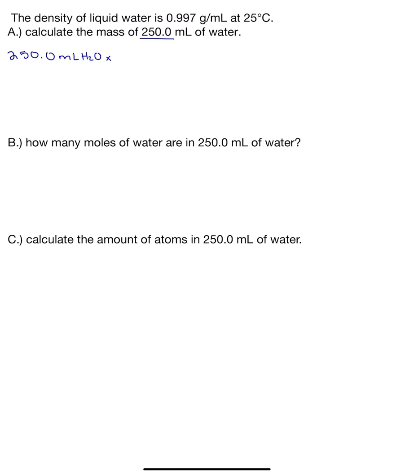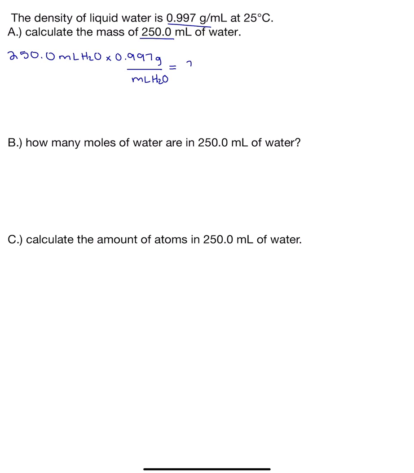And now we're going to do a conversion. We're going to use density to get into grams. So we're going to do 0.997 grams per milliliter H2O, and that will give us the amount of grams of water.